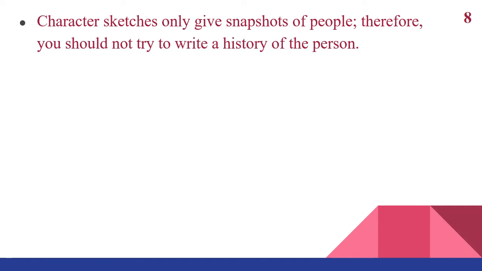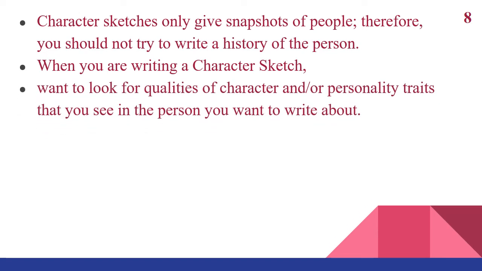Character sketches only give snapshots of people, therefore you should not try to write a history of the person. It means you are writing about a character in a very short and specific way, only to give a snapshot, so the reader gets a glimpse through your writing. When you are writing a character sketch, look for qualities of character and personality traits that you see in the person. Think about those strong traits particularly. They can be positive or negative.